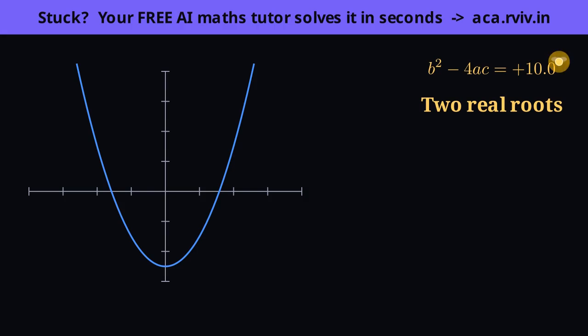Right now the parabola dips well below the axis, so on its way down and back up it slices through the axis at two separate points, that's two real, distinct roots. And look at the number in the corner, b squared minus 4ac is positive. Here's the connection. In the formula we take the square root of that number, and a positive number has a real square root, with a plus and a minus branch, so we get two different answers.